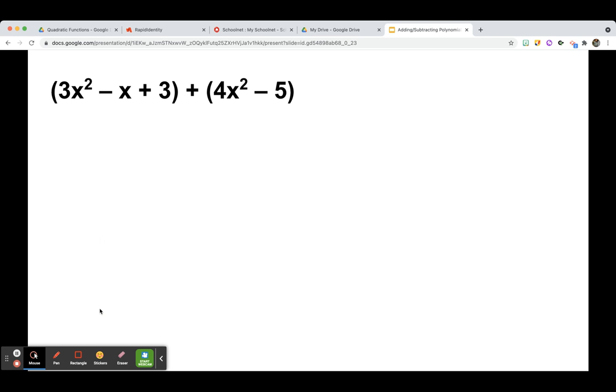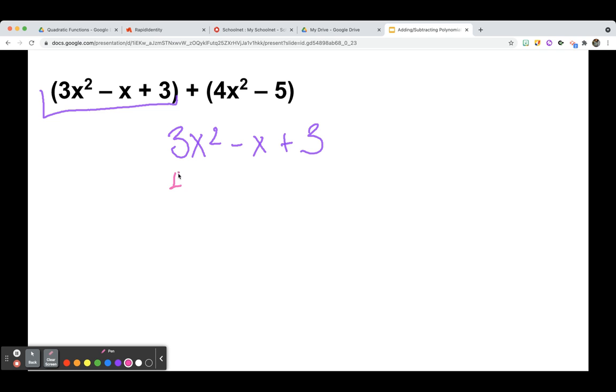Okay, we have 2 more and we are done, so just bear with me. On this one, they are in order. Again, just be very careful of if something happens to be missing. So we're adding, there's the plus sign there. So I'm going to take the 3x squared minus x plus 3. I'm going to add the second part on. 4x squared, skip that spot, and then do my subtract 5. And technically, when you're skipping, you're adding 0, whatever is there.